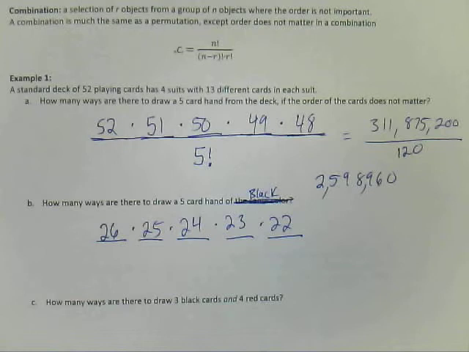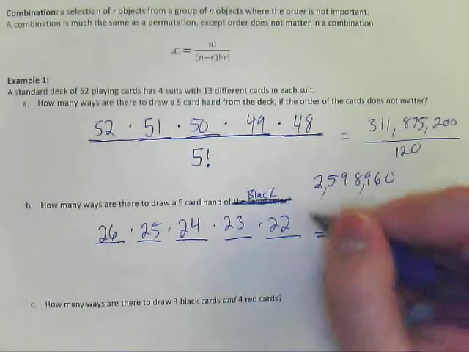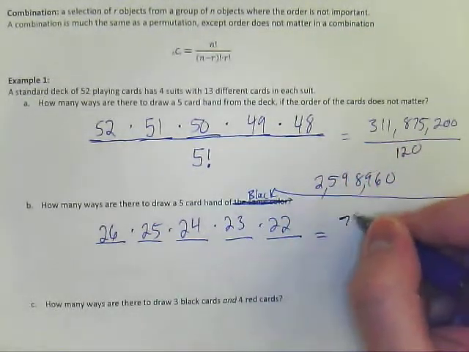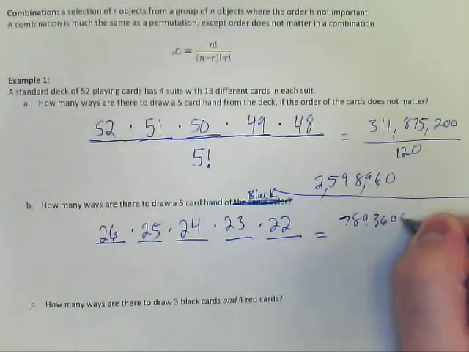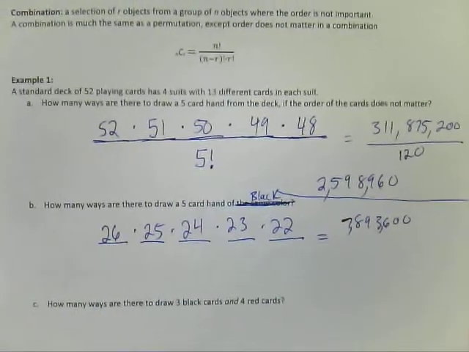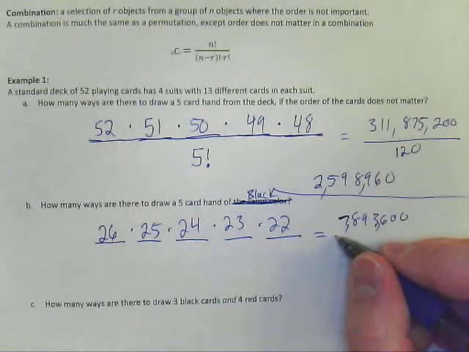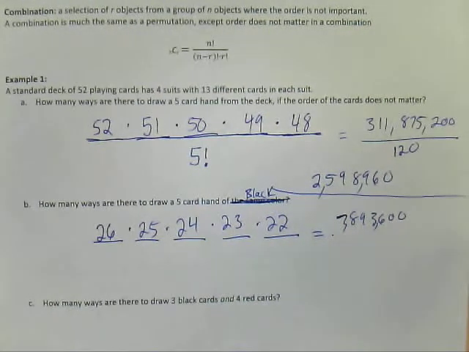Multiply all of those together to get the total number of ways. And that's going to be 7,893,600. So almost 8 million. But again, this is the number of ways to arrange them, to draw them if the order matters.